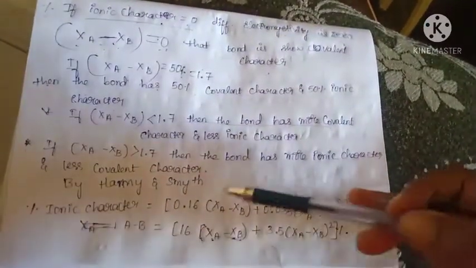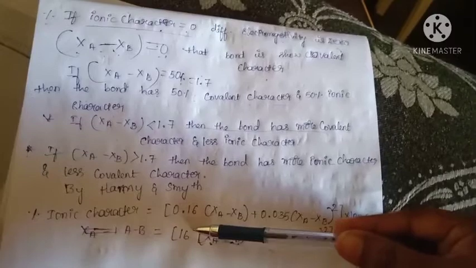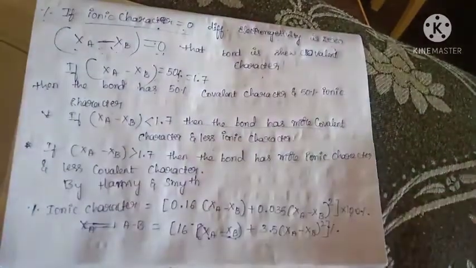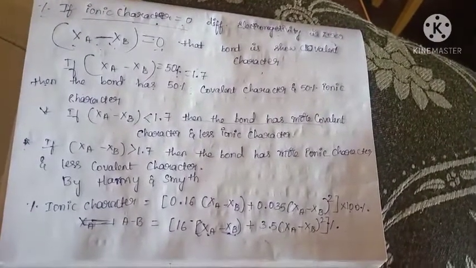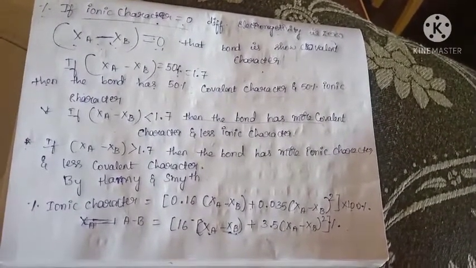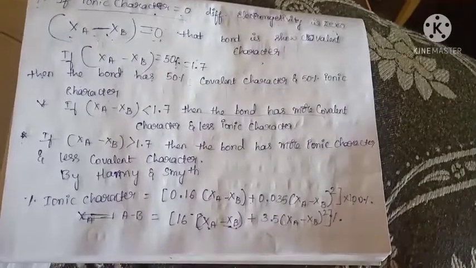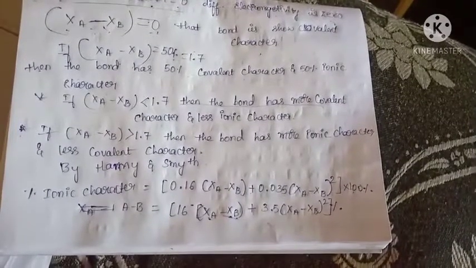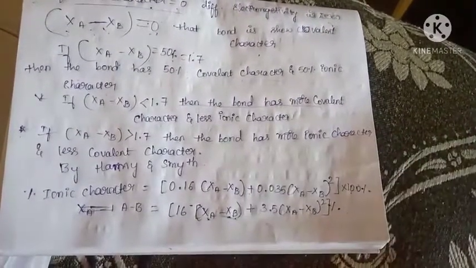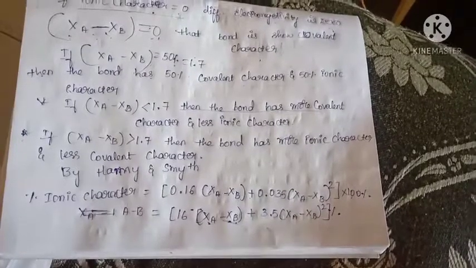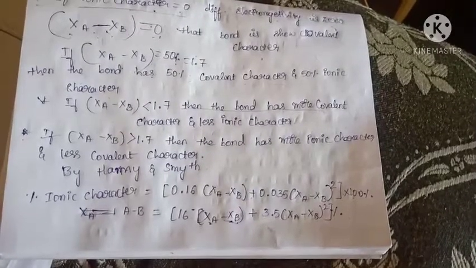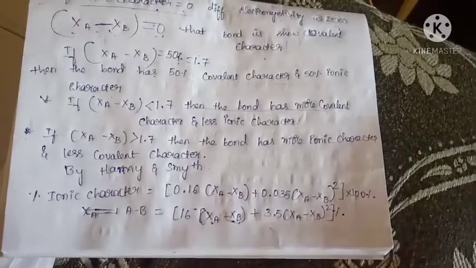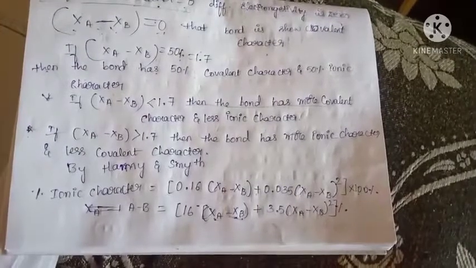There is one formula by Hannay and Smith showing how to calculate the percentage of ionic character, that is 0.16 into XA minus XB plus 0.035 into XA minus XB whole square, into 100%. That should be multiplied by 100, and we get this formula. This XA minus XB is the difference in electronegativity between atoms A and B. These are all about ionic bonding. In the next classes we will learn about the covalent bond.